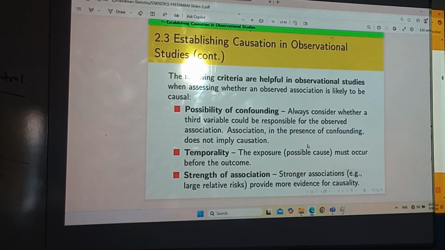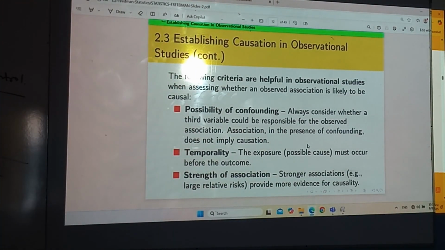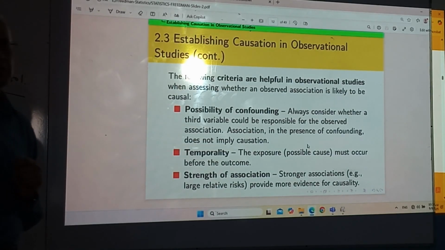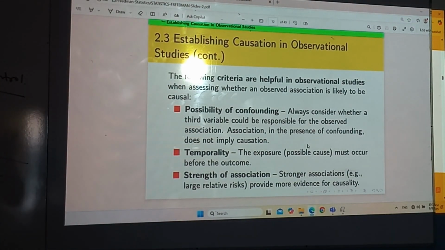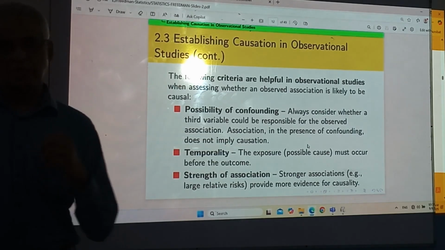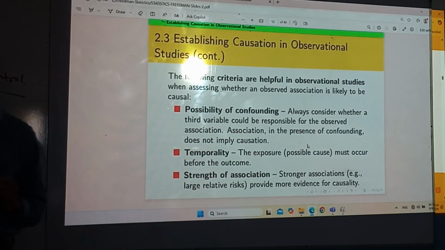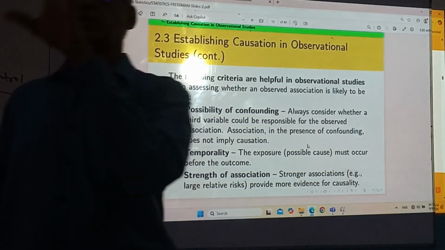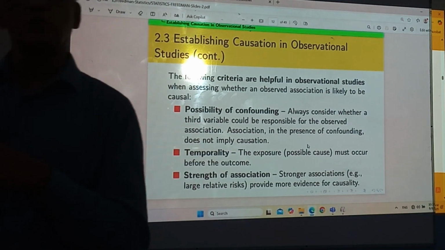So what are the criteria that people usually look at, or we should look at, to decide whether an association found in an observational study can be a causation or not? Still, it doesn't 100% prove it, but maybe it's 95% sure it's a causation after checking several conditions. So one thing is that you have to check whether there are confounding factors. If there are one or more confounding factors, then usually it's difficult to decide the association is a causation. The association may have occurred due to the confounding factors.